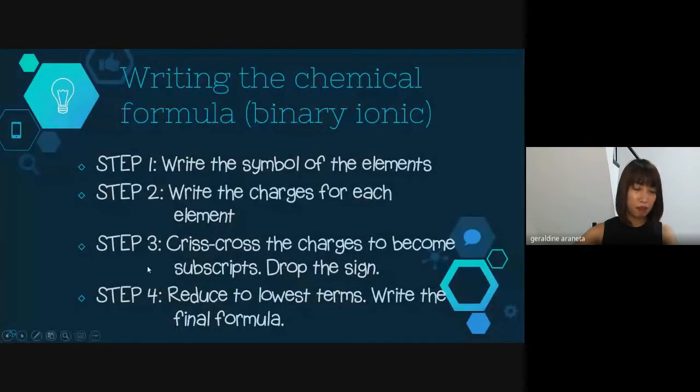So, there are 4 basic steps in writing the chemical formula. It applies to all ionic compounds. For step 1, write the symbol of the element. We already know how to write the symbols of elements. You always have to write it properly. When I say properly, you capitalize what should be capitalized, then you write in small letters if it needs to be in small letters.